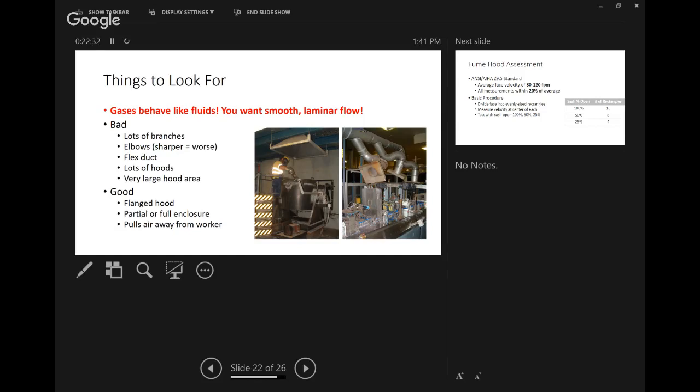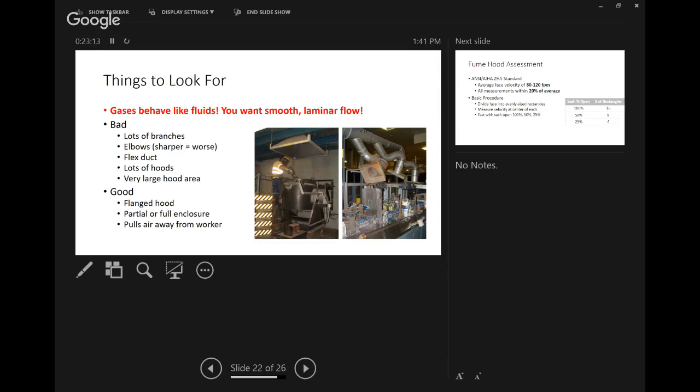Flanged hoods. So that slot hood I drew before, this is unflanged. What a flange looks like is like you put a thing around the outside of it so that the contaminant can't go around the backside of the face. You reduce the number of options for flow. Yeah, so this is flanged, although this doesn't look very good.